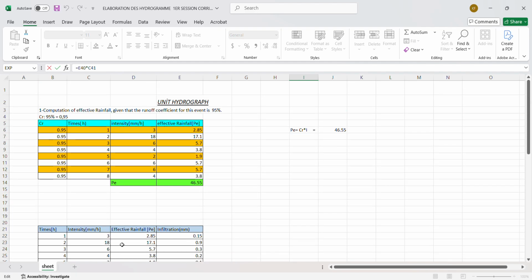Today we will calculate the unit hydrograph with the Sherman method. The first thing to do here is to calculate our effective rainfall. Effective rainfall is a part of runoff. It is the part of rainfall that becomes direct runoff at the outlet of our watershed.